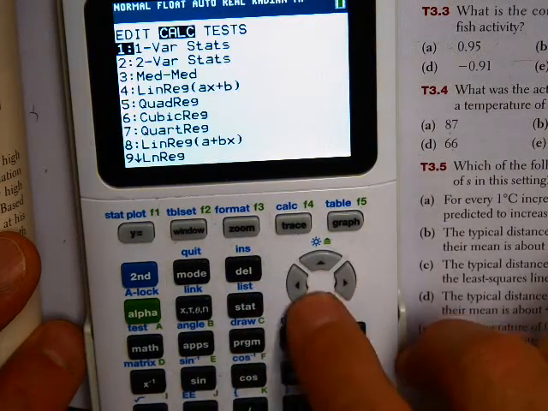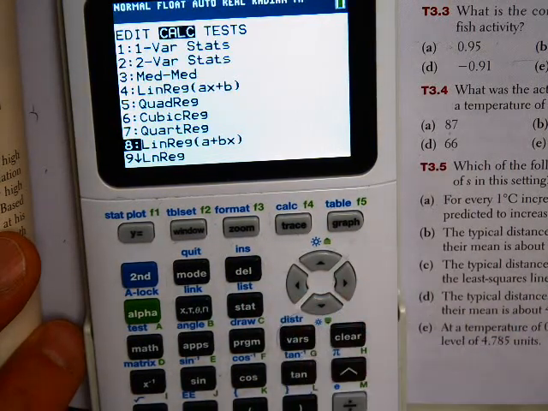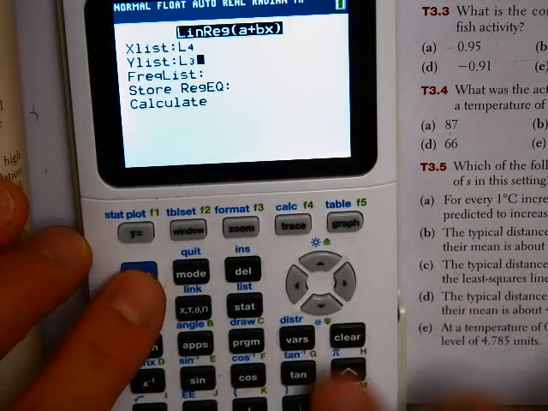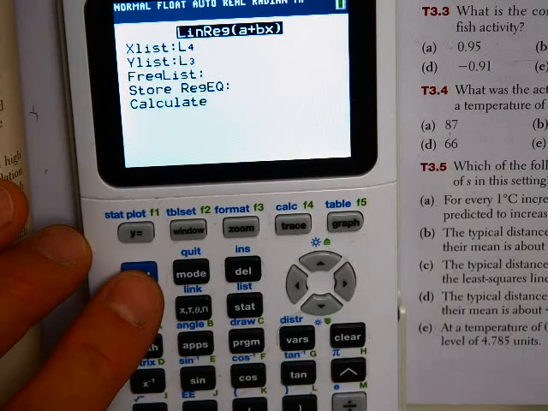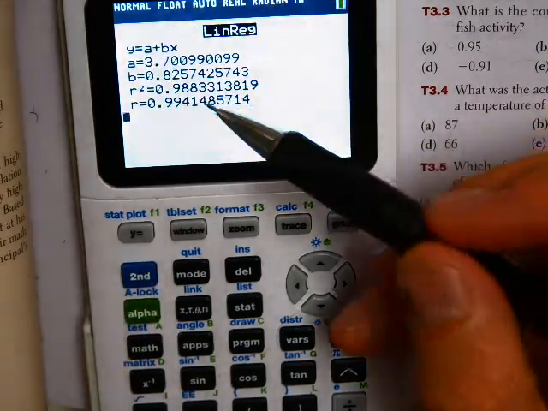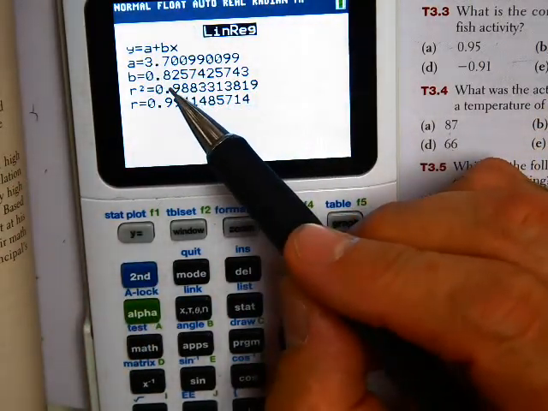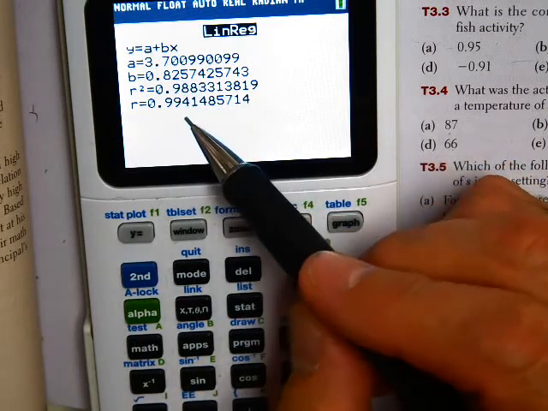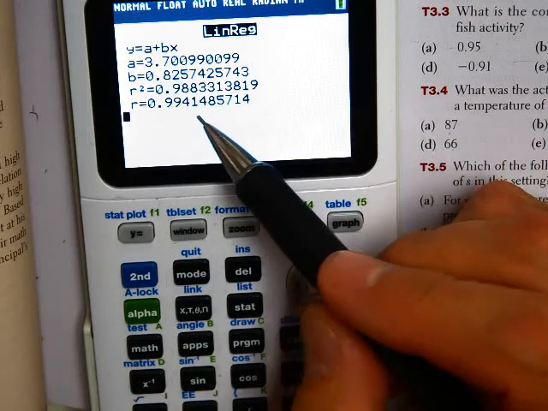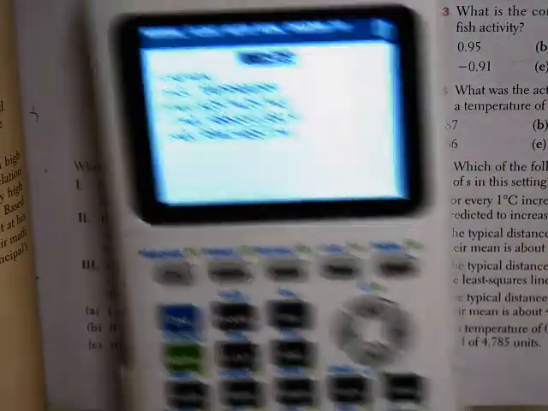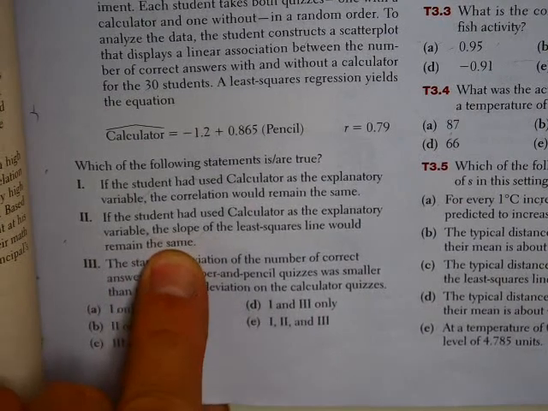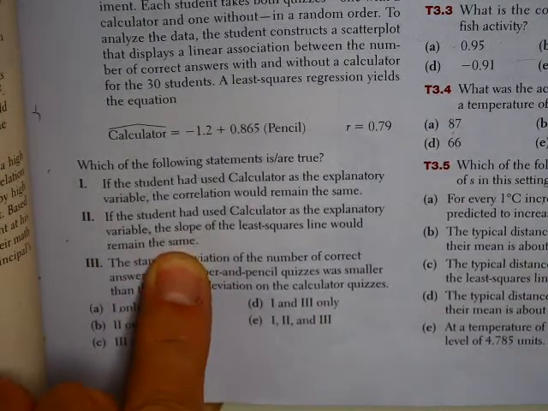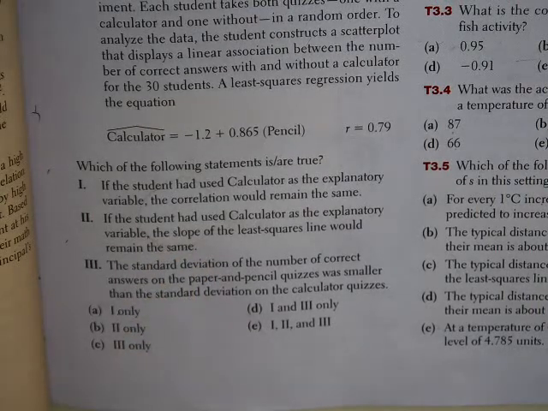So if I go back here to my data and I do my line reg, but I change my x and my y, let's see what happens to the slope and the r value. Now see, the slope was 1.2 and now it's 0.82, so that's definitely changed. But look, the r value remains unchanged. So it doesn't matter which direction we go there. So number 2 is false. The least squares line slope would not remain the same.